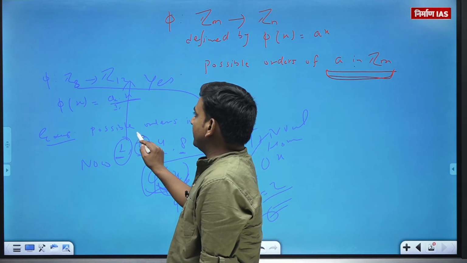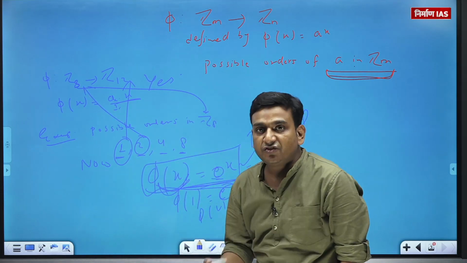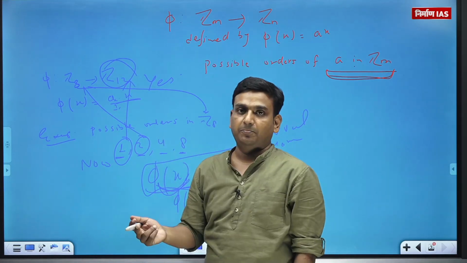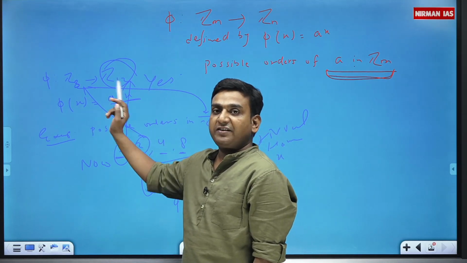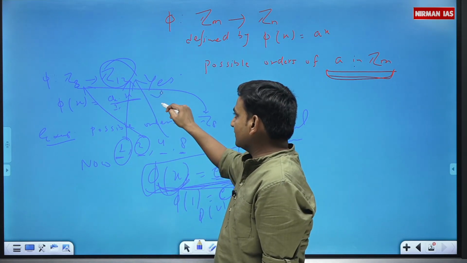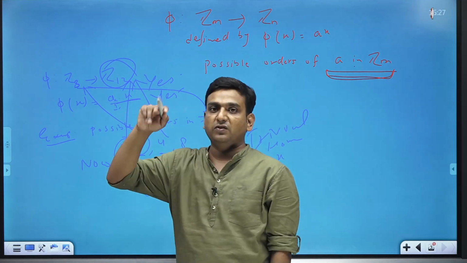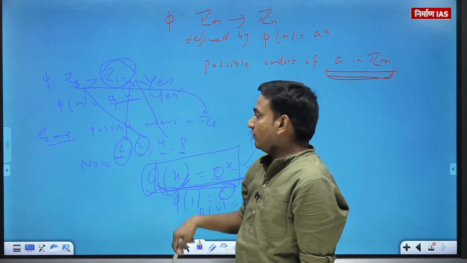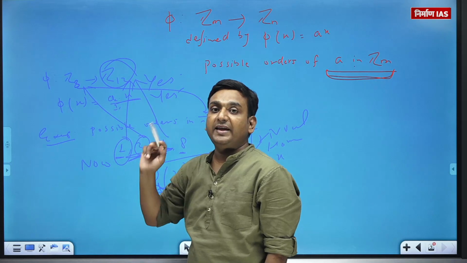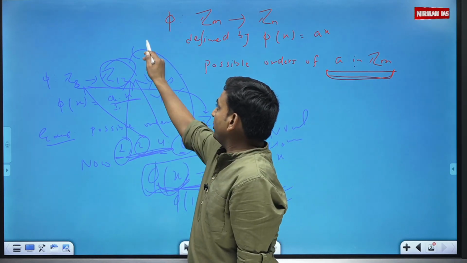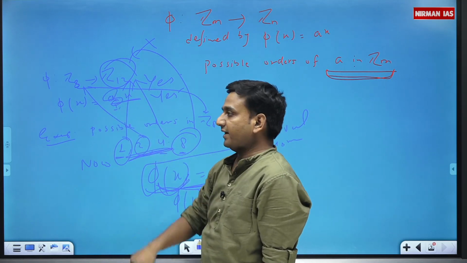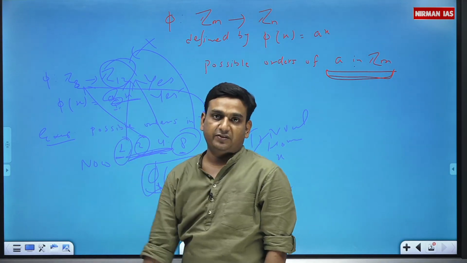Also, Z8 has an element of order 2, so check whether this also has an element of order 2 or not. If yes, then phi of x equals ax is a possible homomorphism, otherwise not. Order 4 element, yes. So phi of x equals ax is a possible homomorphism, where I am talking about the order of element a. Order 8 element is not possible here. So if I say phi of x equals 8x, it is not a possible homomorphism.